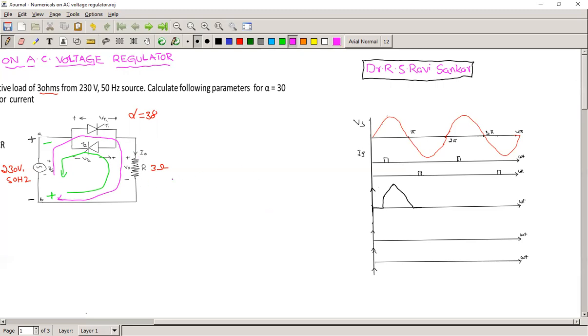So the load voltage and load current are negative. The load voltage, which is the same as the input voltage, suddenly rises to some maximum up to 2 pi. This is pi, this is 2 pi. The expression for the input voltage is Vm sine omega t. In the same manner, we can complete the waveform for the remaining cycle. So we get this type of waveform.